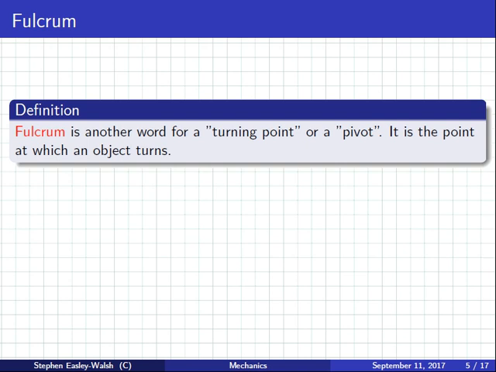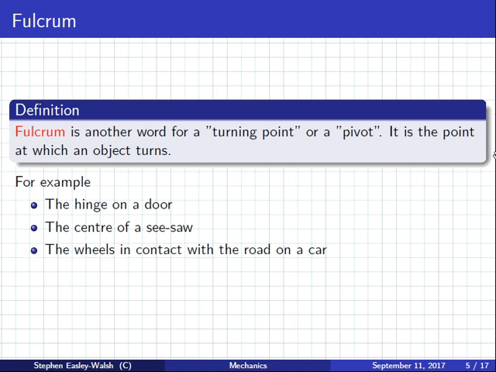For example, the hinge on a door. The centre of a seesaw. You know a seesaw, the kids' seesaw? Of course, everybody knows seesaw. The wheels in contact with the road on a car. This is actually a turning point, and you know it's a turning point because when it turns too fast, it falls over. Your foot on the ground when you're walking. These are all turning points, these are all fulcrums, because when you put your foot on the ground, you turn on this point.